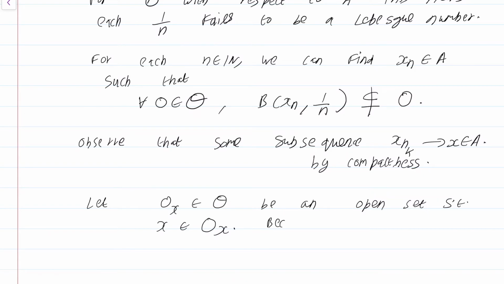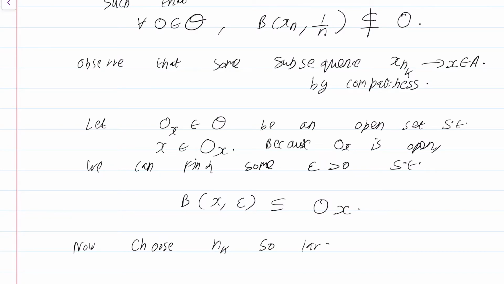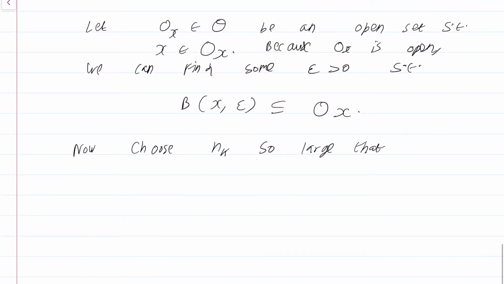Because O_x is open, we can find some epsilon greater than 0 such that B(x, epsilon) is contained in O_x. Now we are getting somewhere. We have found a ball B(x, epsilon) which is fully contained in O_x. Okay. Now choose n_k so large that 1 by n_k is less than epsilon by 2.